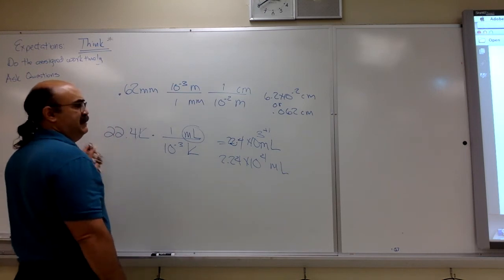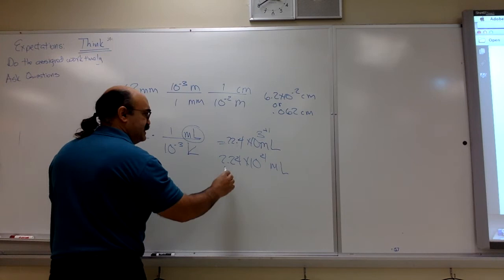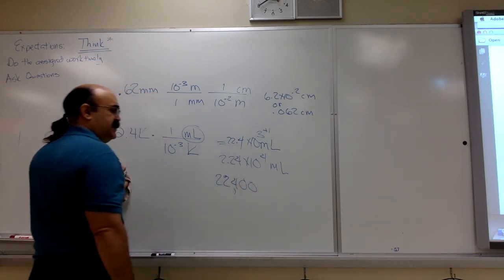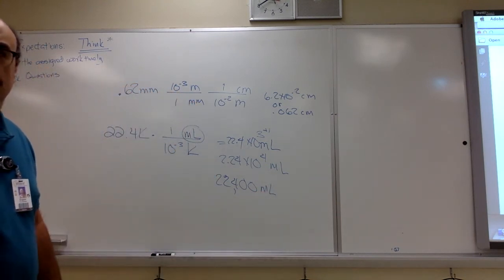If I'm going to simply write it as a number, this says move this over 3 places. So I get 22,400 milliliters. Either one of those is a correct answer.